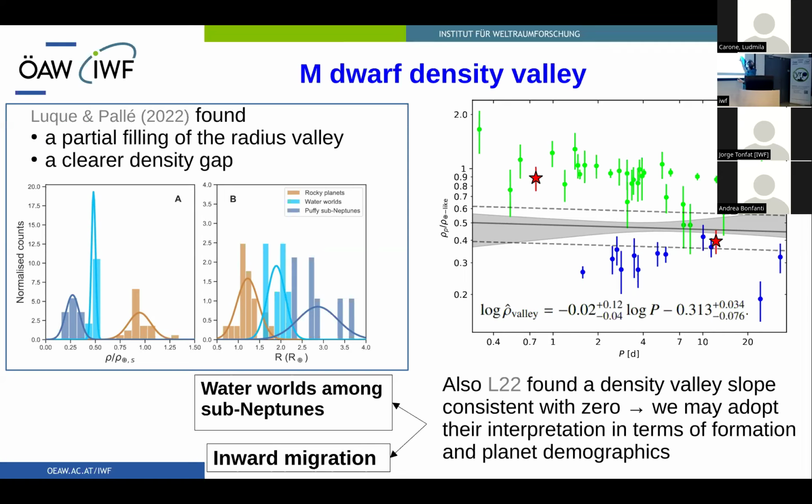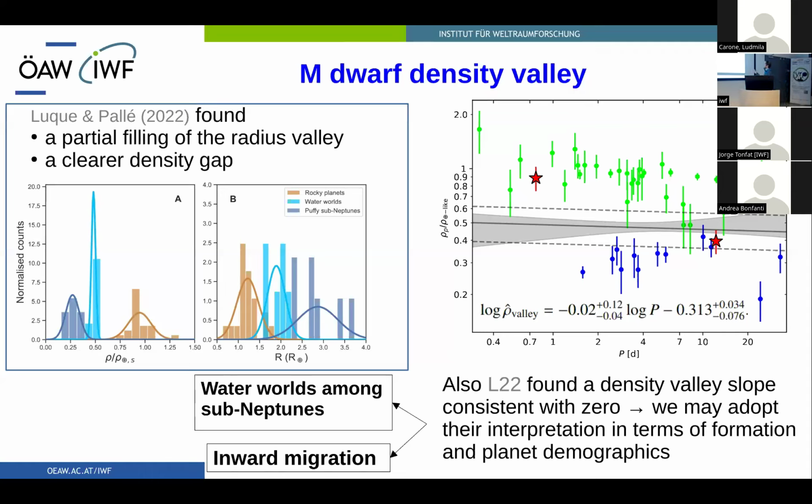And then these are again the same planets that you saw in the previous slides. Now the super-Earths are above just because they are characterized by higher density, and the sub-Neptunes are below. The red stars are again our TOI-732 b and c. And if you follow the same mathematical steps as before, the best-fit line that divides the density valley, which I would say here is much clearer, is compatible with a slope equal to 0, so a horizontal line. These are the same results that Luque and Pallé also found in their paper.